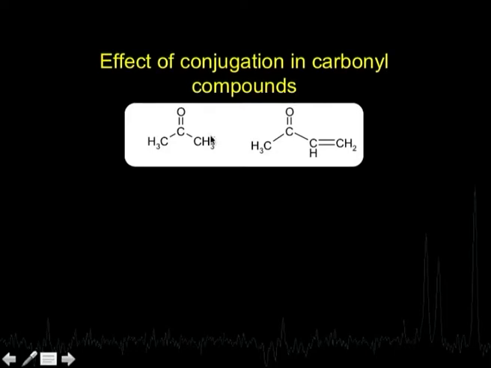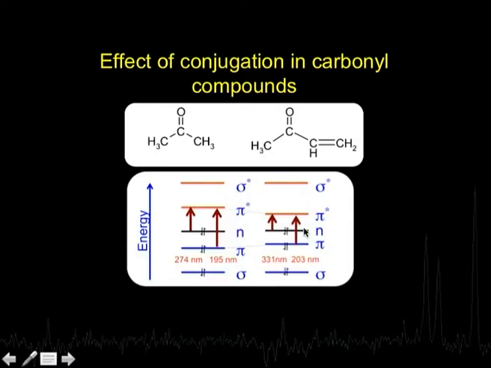So what happens in such a case? This is my molecule, acetone, a ketone. But if this carbonyl chromophore happens to be in conjugation with a double bond, this forms what is called an enone. In this case, this is the kind of energy level diagram we have here.